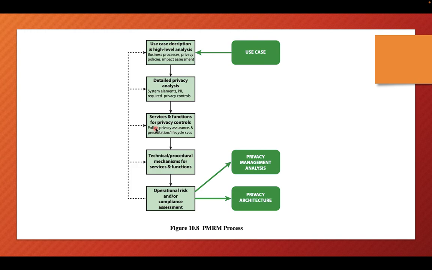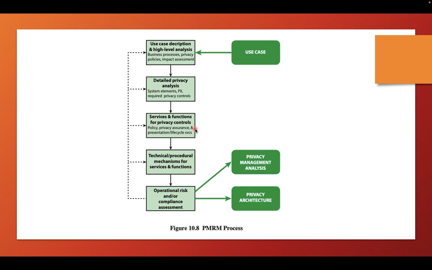Here we have the privacy management analysis and the privacy architecture. Here you have the operational risk and/or compliance assessment. Operational risk has something to do with the privacy management analysis, and also with the privacy architecture. Then you have technical and procedural mechanisms for services and functions, and services and functions for privacy control. Here it talks about the policies, the privacy assurances, and the presentations, and the lifecycle of these organizations.